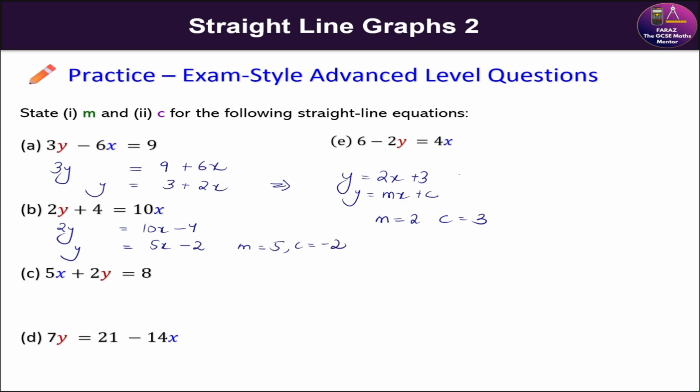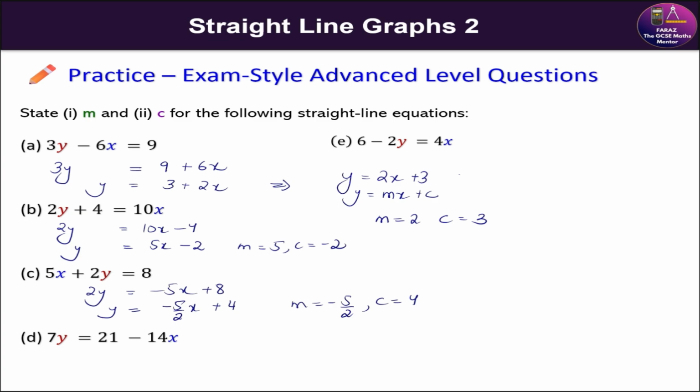Pause the video and try part C by yourself. So first we have to subtract 5x from both sides. It will give you 2y equals 5x minus 5x, 0 there on the left side, and it will give you 8 minus 5x, or simply minus 5x plus 8. Then dividing by 2 on both sides, it will give you y equals minus 5 over 2 x plus 8 over 2, which means 4. Therefore, m is minus 5 over 2 and c equals 4.